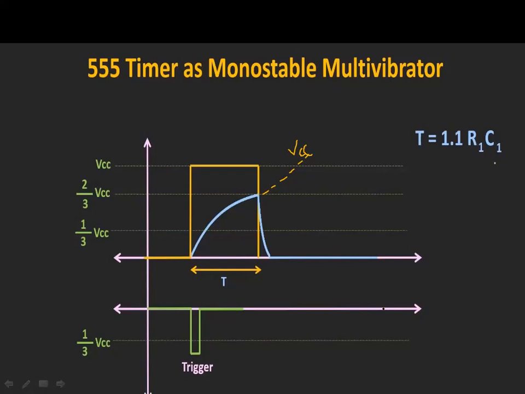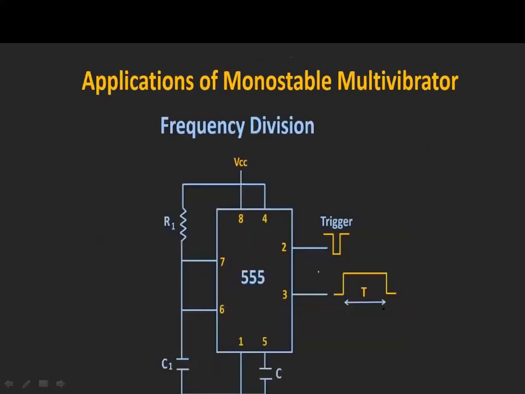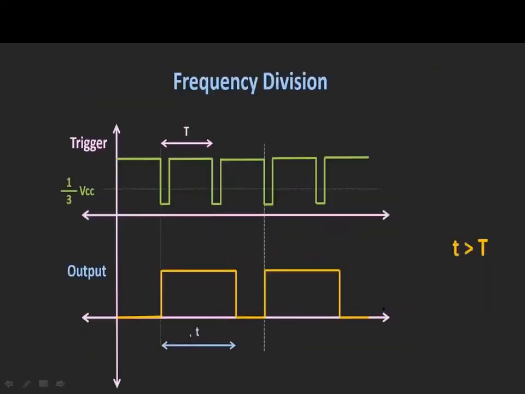So we are going to find the time period of this circuit. How is it going to obtain the time period? For the application, it is going to be used as a frequency divider. When we give the trigger pulse, you can observe the frequency division.